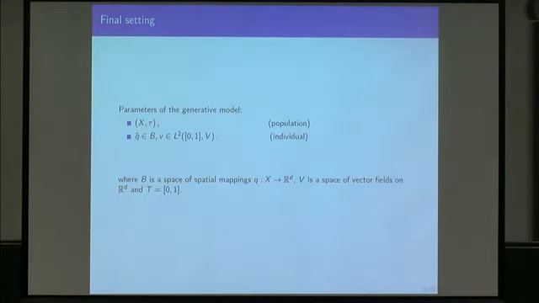So the parameters of the model are actually quite simple. You have at the population level the coordinate space and the birth tag, and at the individual level you have the birthplace function, or the initial position, and the flow on the ambient space.